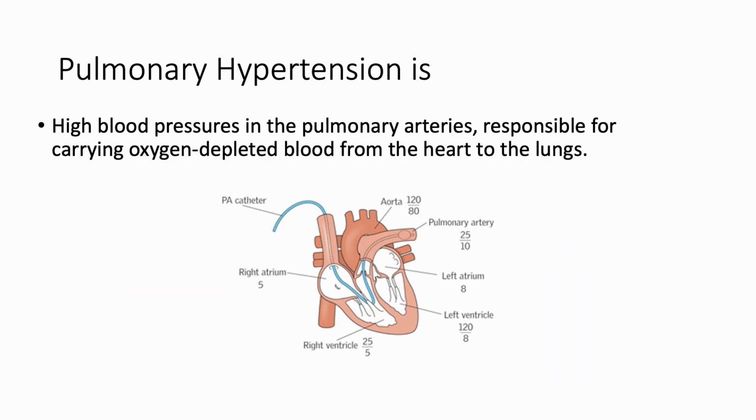Pulmonary hypertension can be defined as high blood pressures in the pulmonary arteries. The pulmonary arteries are responsible for carrying oxygen-poor blood from the heart to the lungs. In the image below, you can see a normal pulmonary artery pressure is 25/10. In this population of patients, we can see pulmonary artery pressures that are similar to systemic blood pressures.